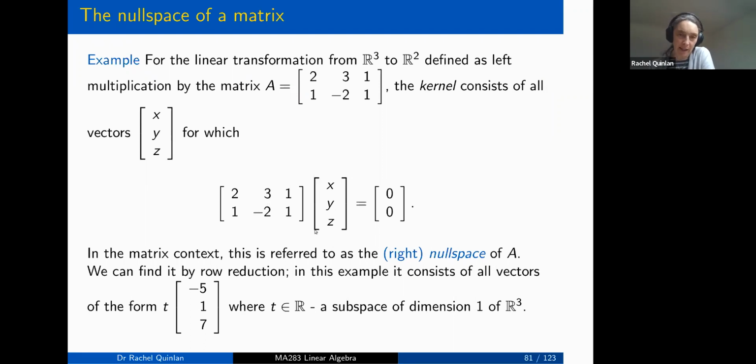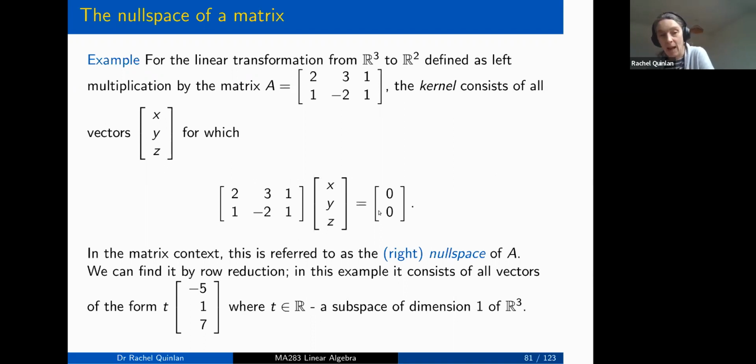The right null space of A is the set of all column vectors of length 3, which when you multiply them on the left by the matrix A, give you the 0 vector. We can find it by interpreting this problem as a system of linear equations and applying row reduction to the augmented matrix, which would have this matrix A in its first 3 columns. You can leave out the 0 column on the right-hand side and just have it there implicitly in the background.